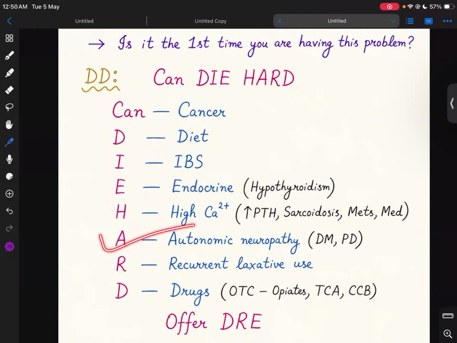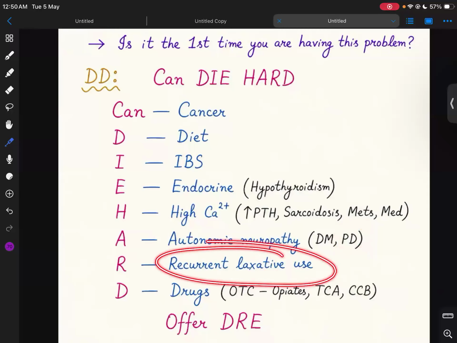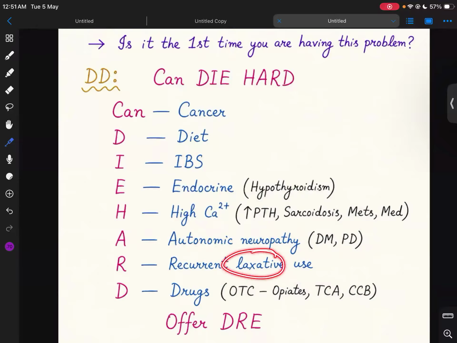Then for the autonomic neuropathy, we have to depend on the past medical history of diabetes. Parkinson's disease is not given with the prompt of constipation, but in real life, you can get cases like this. Then R goes for recurrent laxative use. In the drug history, we have to ask, do you use any bowel softening medication? Because there is a term called melanosis coli. Whenever anyone uses laxative recurrently, without taking laxative, he is going to develop constipation. We call it melanosis coli because whenever you do the colonoscopy, you will get some pigmentation in the wall of the colon. And the drug will be evident from the drug history.